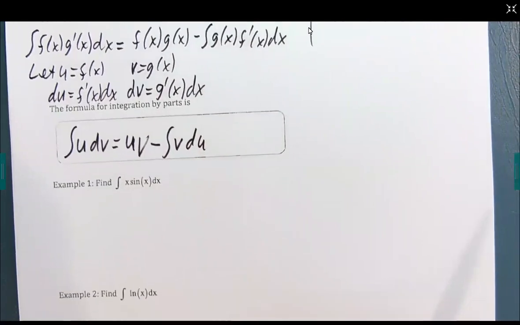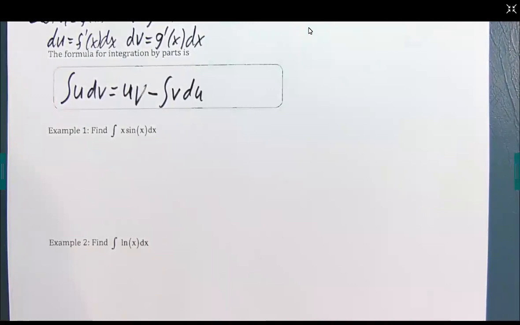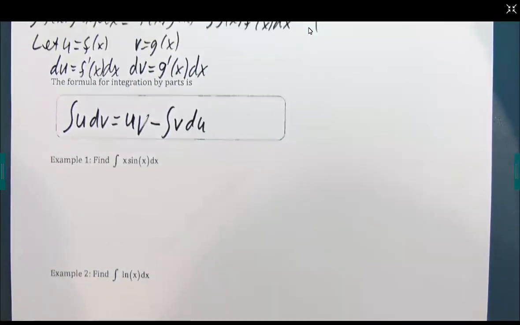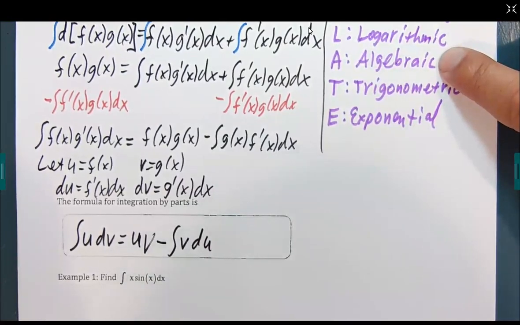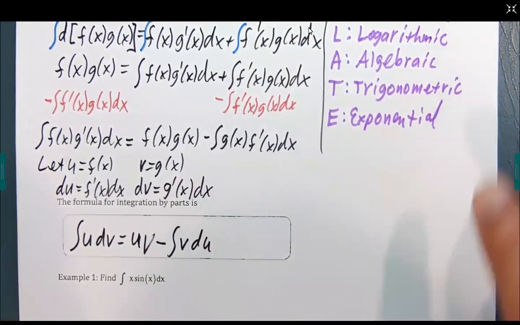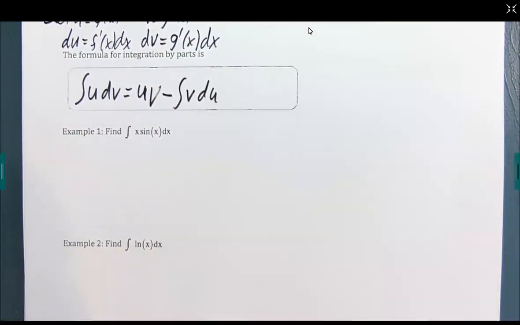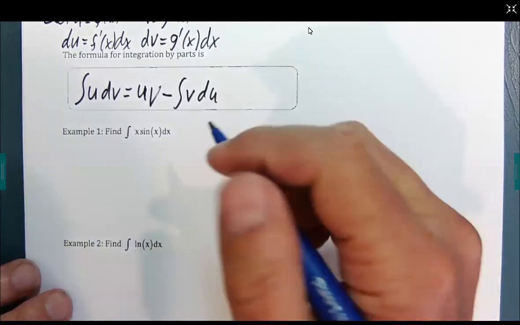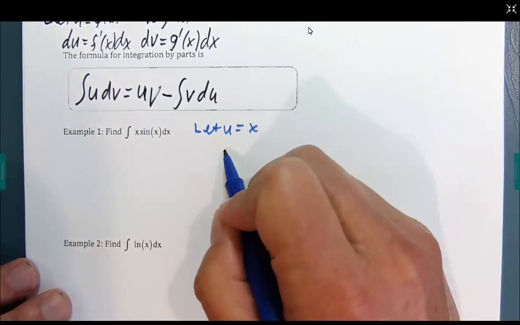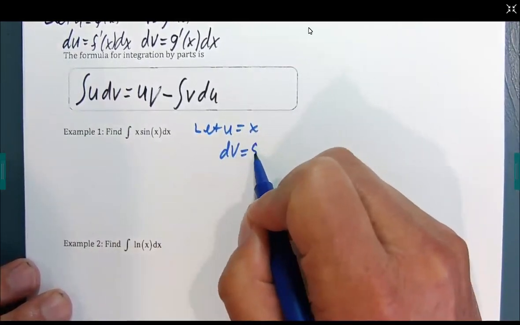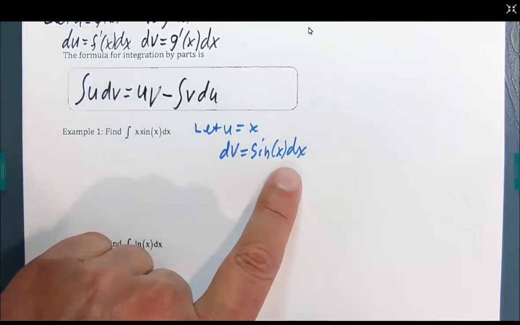Let's jump into an example. Example 1. You'll notice in my list, my algebraic, my polynomials, comes before my trigonometry. So when we look at our first example like this, it looks to me like we're going to let u be x and dv is going to be sine x dx. Don't forget the infinitesimal. That's going to be part of it each time.